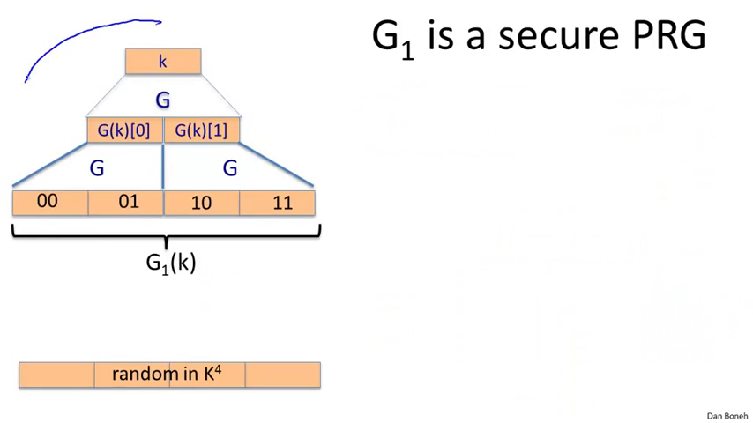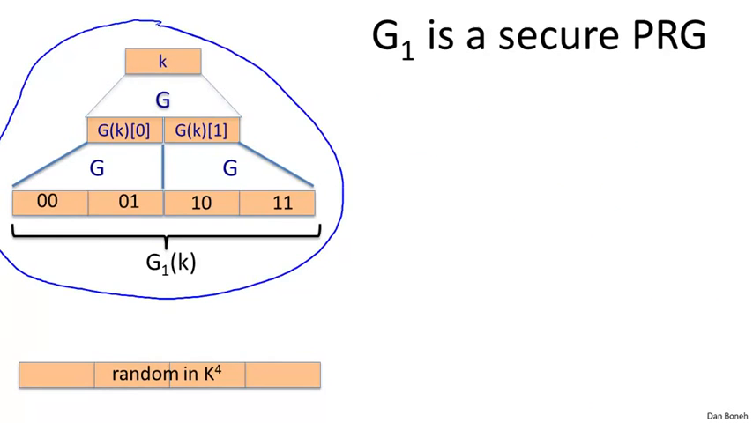So here's our generator that we want to prove is secure. And what that means is we want to argue that this distribution is indistinguishable from a random 4-tuple in K to the 4th. Okay, so our goal is to prove that these 2 are indistinguishable. Well, let's do it one step at a time. We know that the generator is a secure generator.